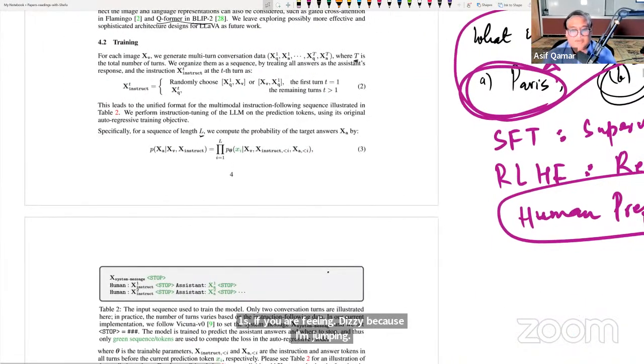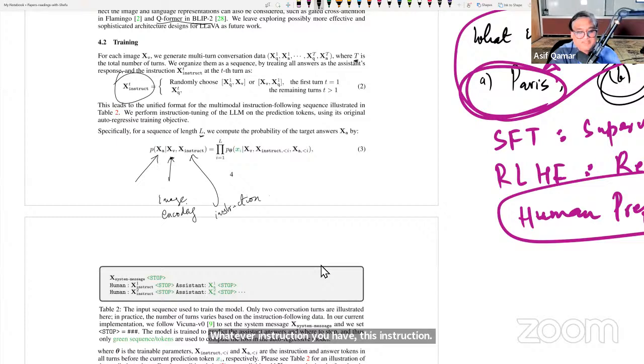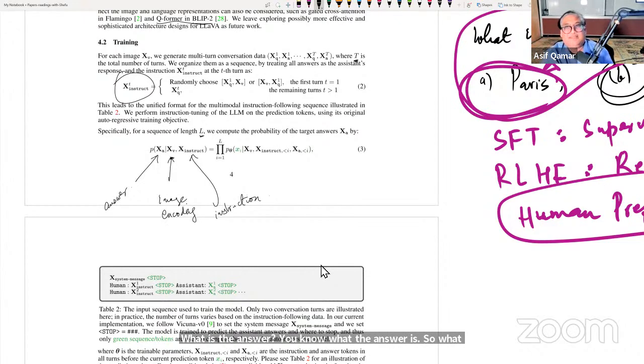So let's look at this. See, you're saying conditional on this image, what is XV? Image encoding. Conditional on this instruction, whatever instruction you have, you're saying, what is the probability of the answer? You know what the answer is. So what do you want to do? You want to maximize this probability, isn't it? You want to train the model in such a way that the right answer pops up given this image and this instruction, in case you hide the answer.